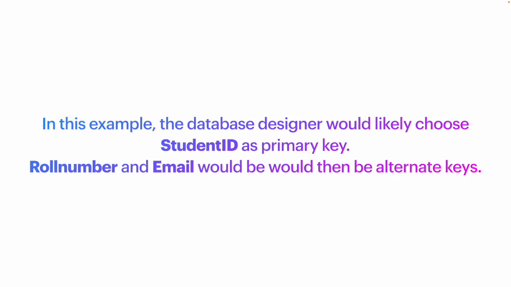In this example, the database designer would likely choose student ID as the primary key, and roll number and email ID would then be the alternate keys. And here I have made a mistake, so just remember that the code is being repeated.